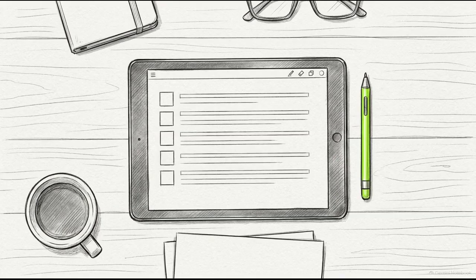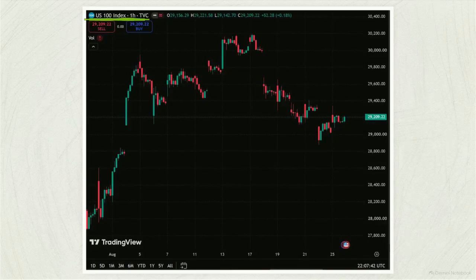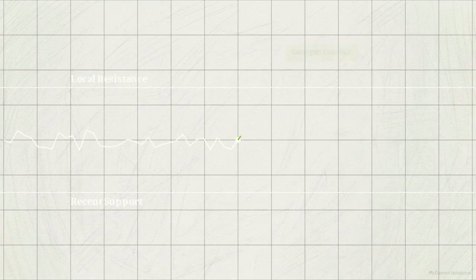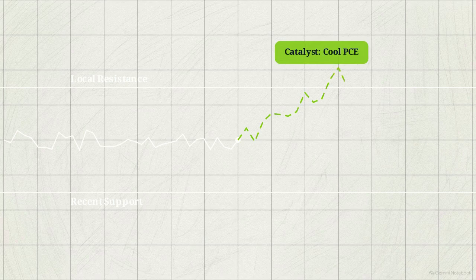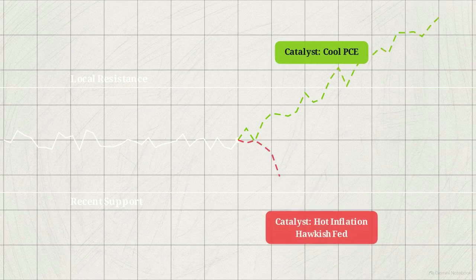We can now define a rule-based plan for the August 26th trading session. The NASDAQ 100 will be our focal point, as it is highly sensitive to both tech performance and interest rate expectations. In the bullish scenario, a cool PCE reading could catalyze a breakout above local resistance. In the bearish scenario, hot inflation data or hawkish Fed commentary would likely lead to a breakdown below recent support.